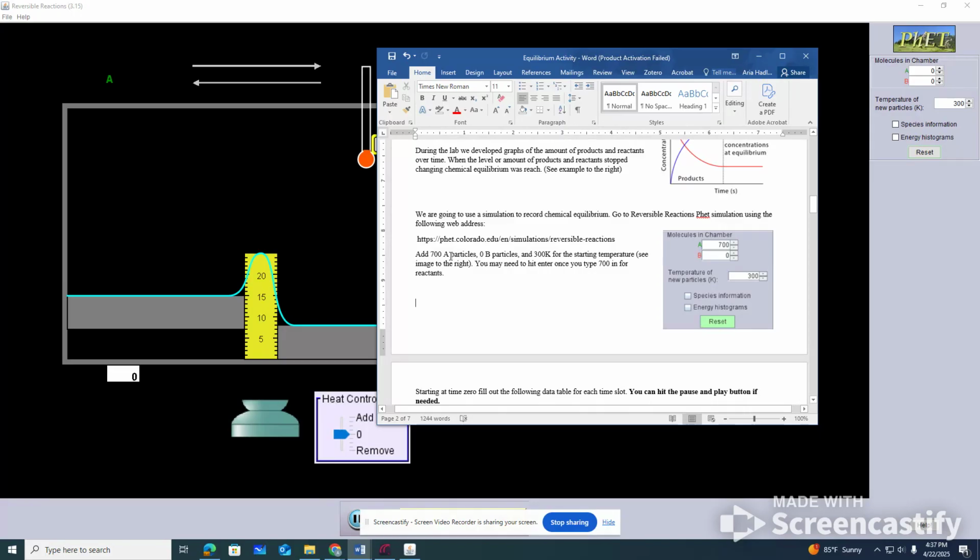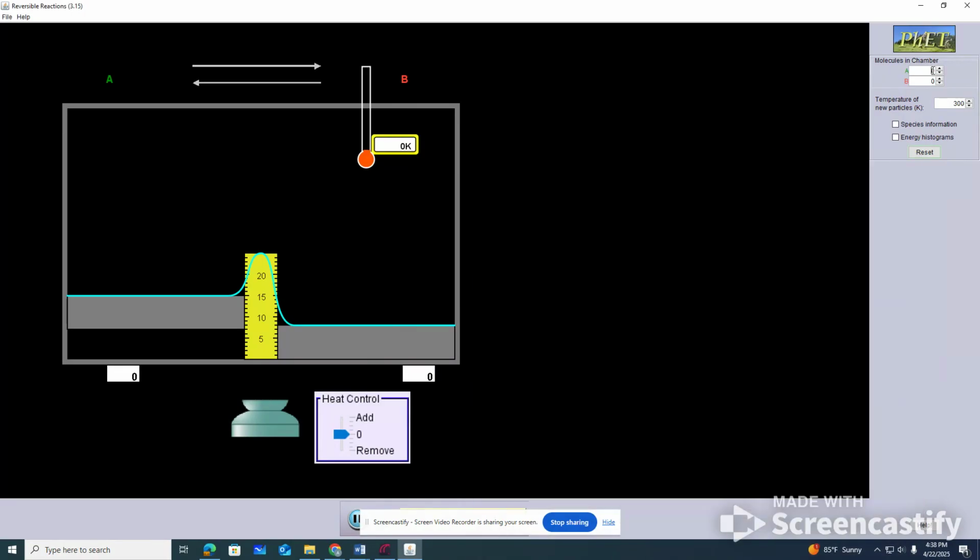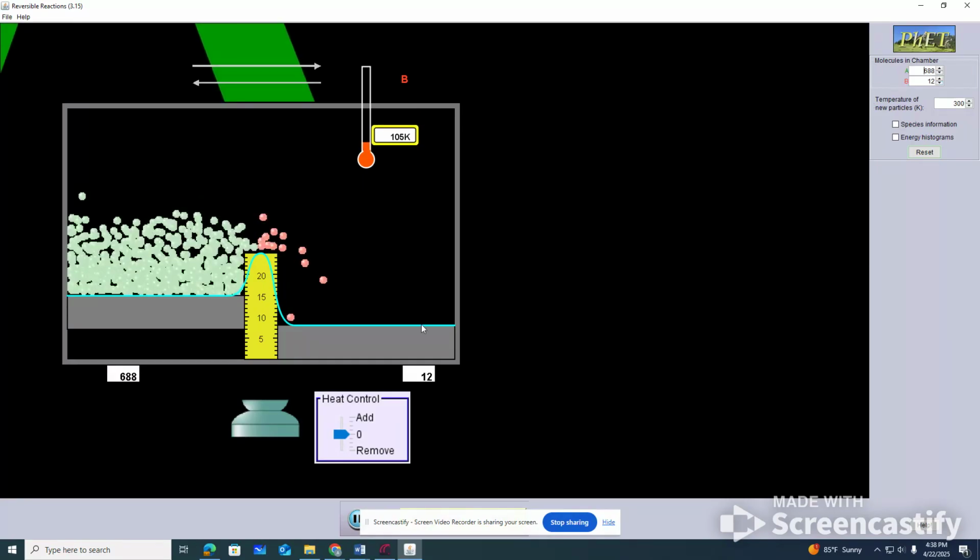You're going to see in the video that I'm going to add 700 A particles and 0 B particles. Okay, so I'm going to add this in. So I'm going to do 700 A particles and 0 B particles, and then it's going to say 300 Kelvin, so I got 300 Kelvin there for the starting temperature. You need to hit enter once you type in 700 for the reactants. Okay, great. So look at all those reactants.